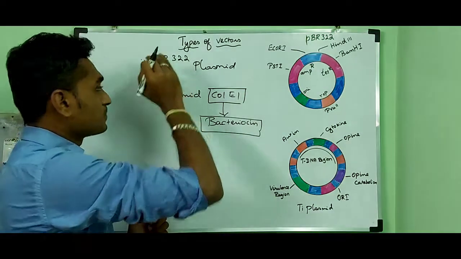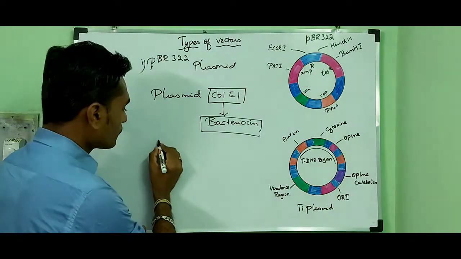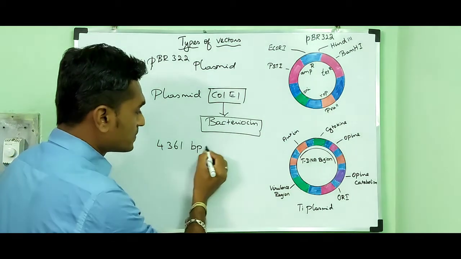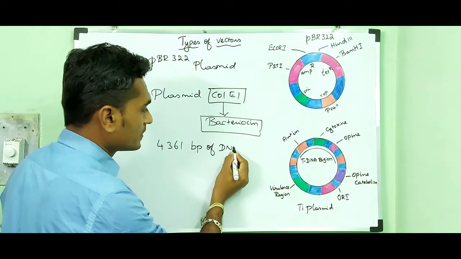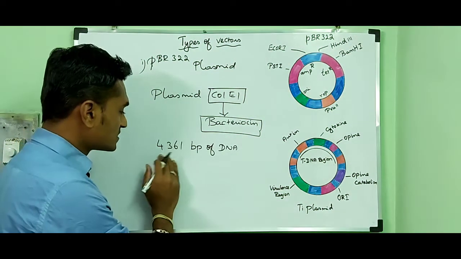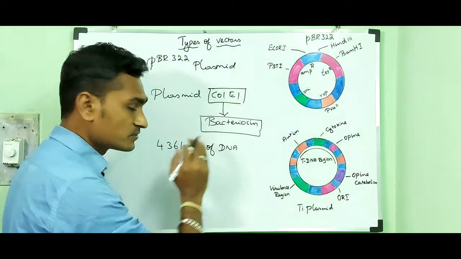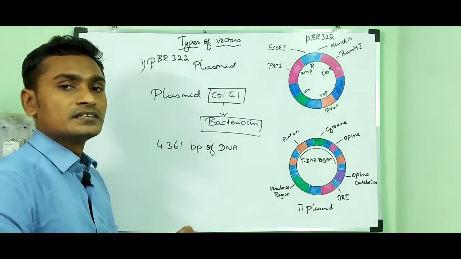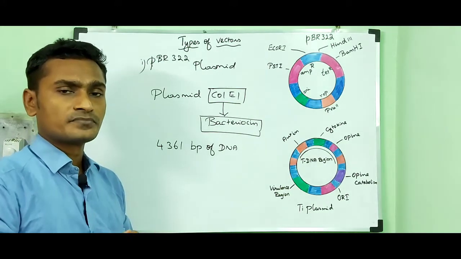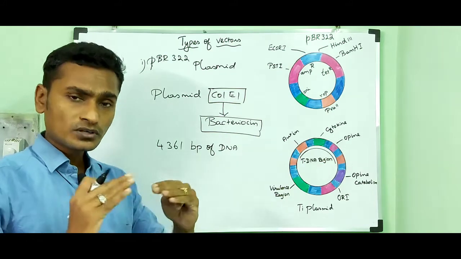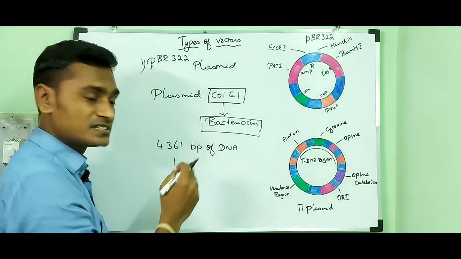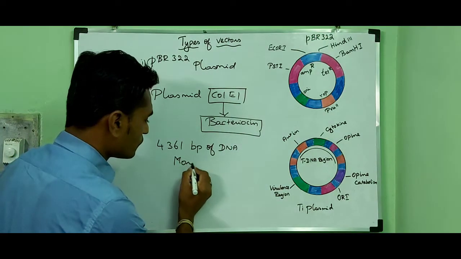This plasmid contains 4361 base pairs of DNA. PBR 322 plasmid is composed of 4361 base pairs of DNA. Its replication property is also much faster.